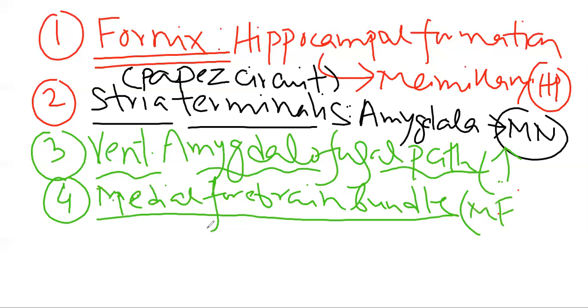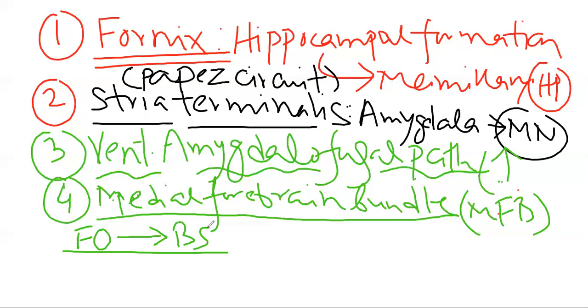The medial forebrain bundle is the structure of axons which starts from the frontoorbital surface of the frontal lobe, passes through the hypothalamus, and eventually comes into the brainstem. So this is all related with our reward and punishment.